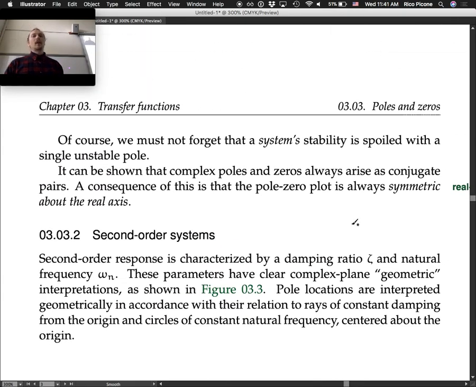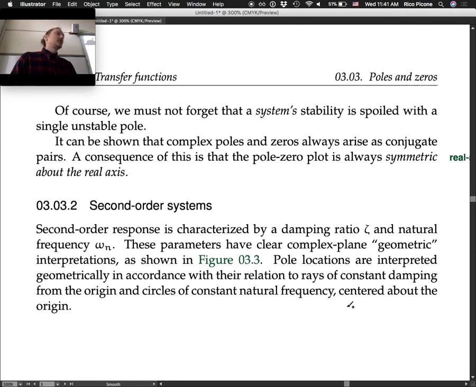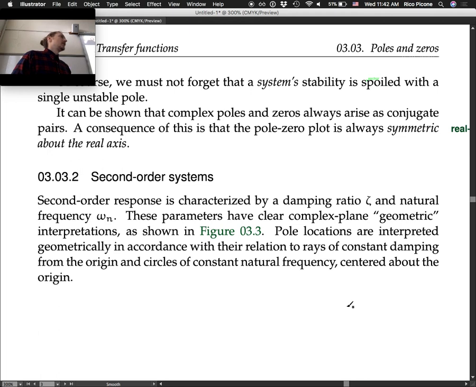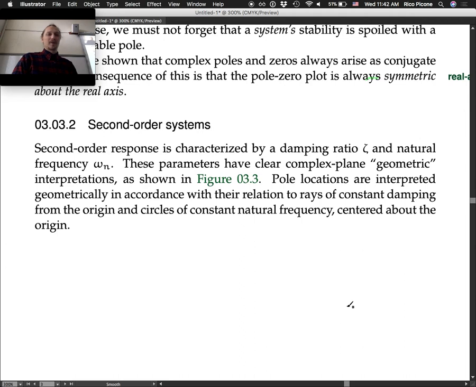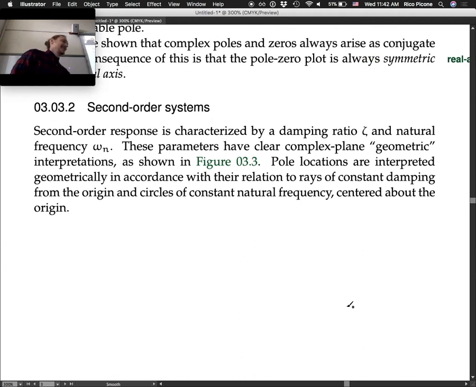It can be shown that complex poles and zeros always arise as conjugate pairs like we discussed. And as a consequence, the pole-zero plot is always symmetric about the real axis. So if you've drawn yourself a pole-zero plot and it isn't symmetric about the real axis, good thing to go back and check what happened. It's probably wrong. Well, it's definitely wrong.